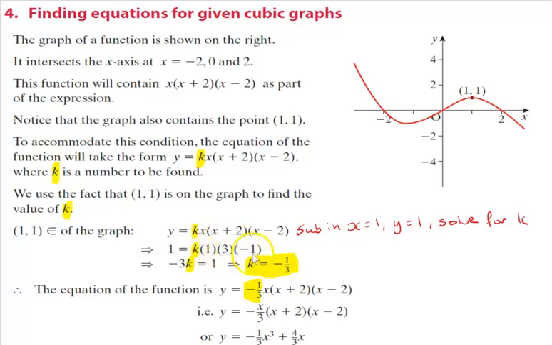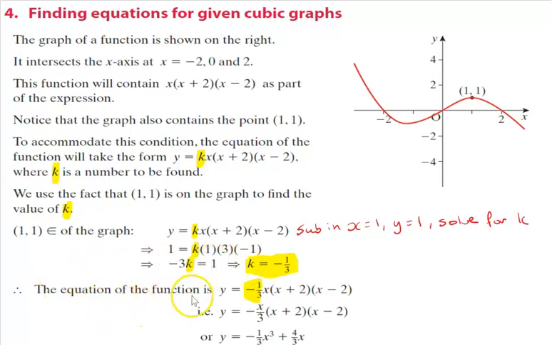So 1 times 3 times minus 1 is minus 3. So we've got minus 3k is equal to 1. And solving for k, k is equal to minus a third. So the equation that we started off with, y is equal to k times x times (x plus 2) times (x minus 2), that k we now replace with minus a third.